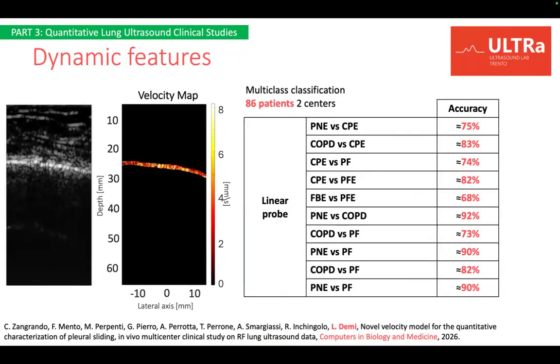We then moved beyond static features, we moved to dynamic features. So here what we are doing is quantitatively assess sliding velocity, and we checked whether we could use this to differentiate between pathologies. We used the same patient population as the previous study, so 86 patients. And you see here that we can get accuracies up to slightly above 90% in the differential diagnosis of these pathologies.